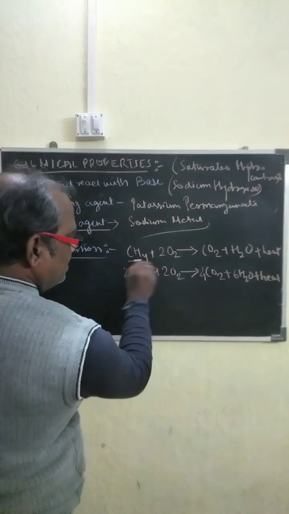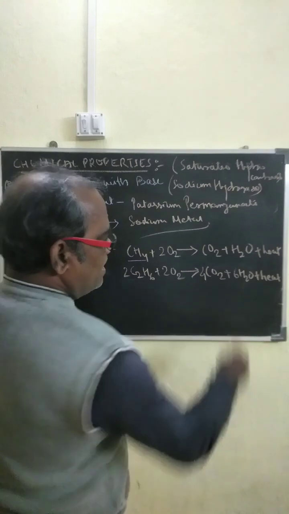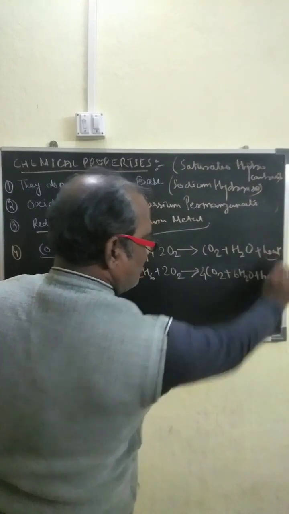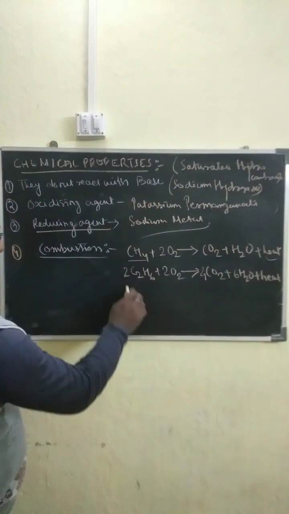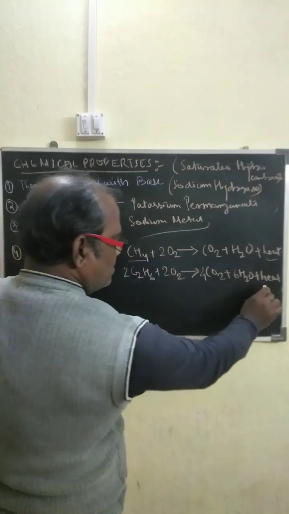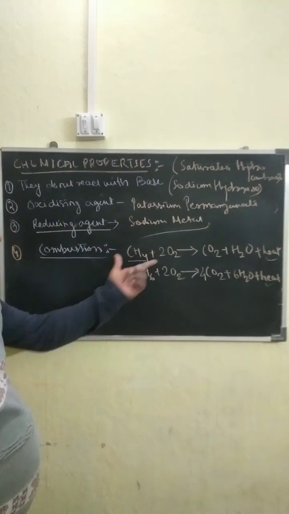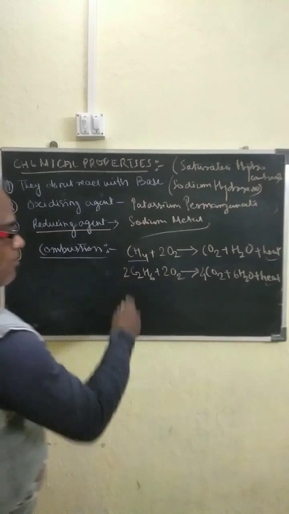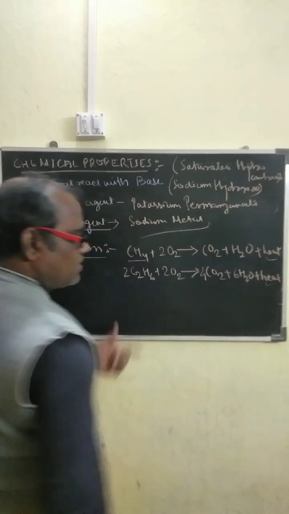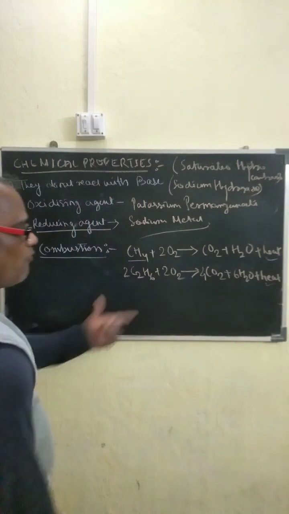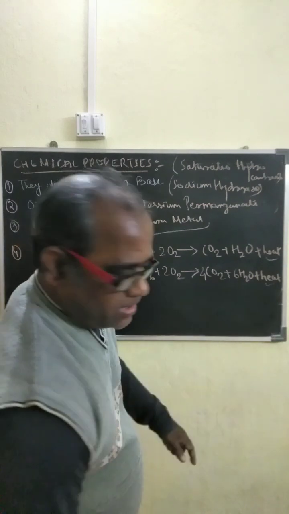During combustion methane reacts, so it forms carbon dioxide and water, and a large amount of heat energy is released. In the same way, ethane also produces a large amount of heat energy. Due to low content of carbon, they get fully oxidized, and hence no sooty flame is formed during this reaction.